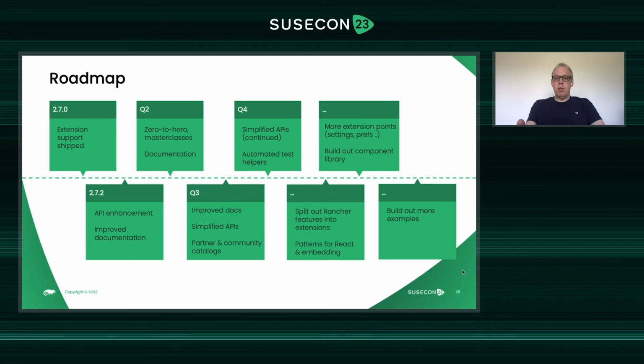Q3, we've been improving the docs, working on simplifying the APIs, introducing those 2 catalogs I mentioned. Q4, more API simplification, looking at starting to allow people to build automated tests for their extensions, or at least us providing some helpers so you don't have to do everything yourself. And then beyond that, it really speaks to more of the refactoring. So splitting Rancher itself out as extensions, looking at patterns for other technologies.